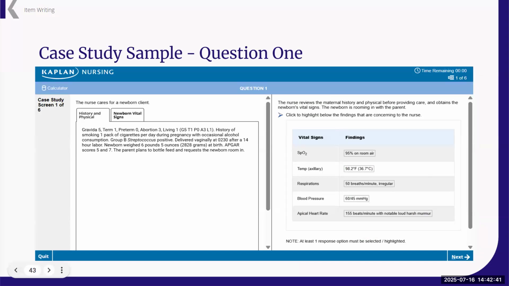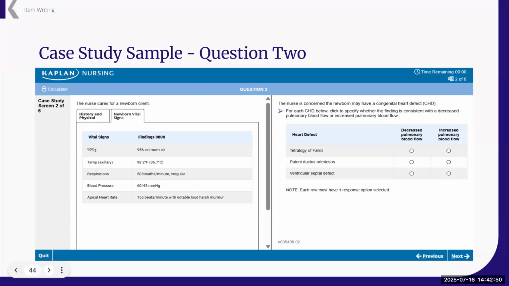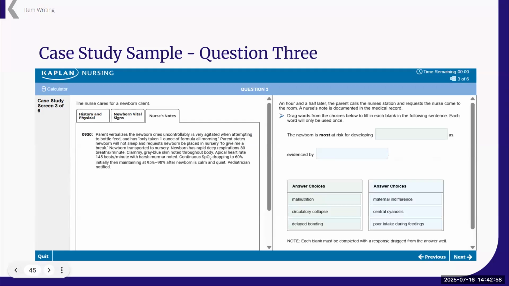Step 1, recognize cues, a highlight question, and select the findings question. Step 2, a matrix question, asking the learner to analyze the cues. Additional information is provided. Then the learner must prioritize the hypothesis, answering what is the most risk and why.